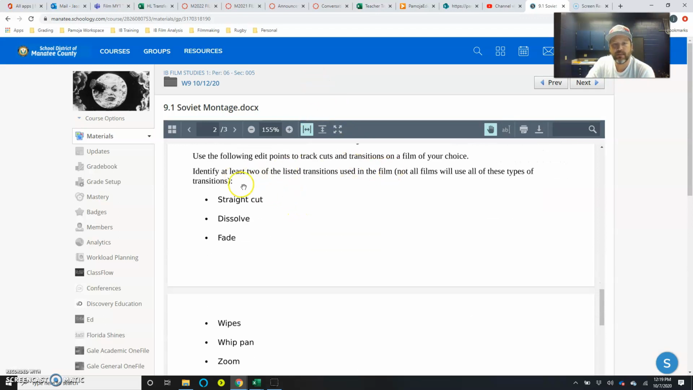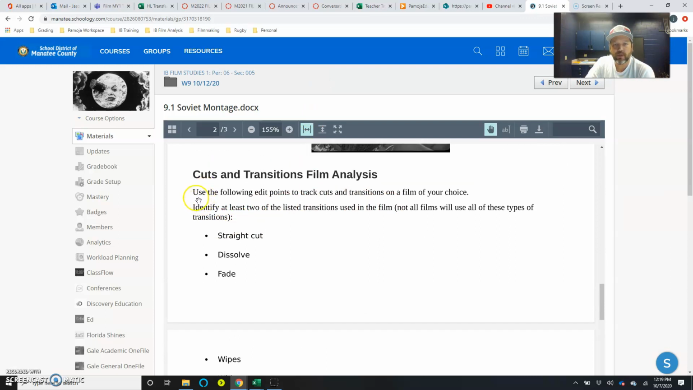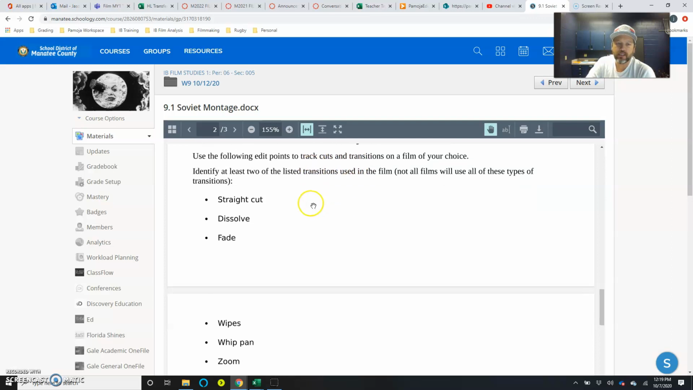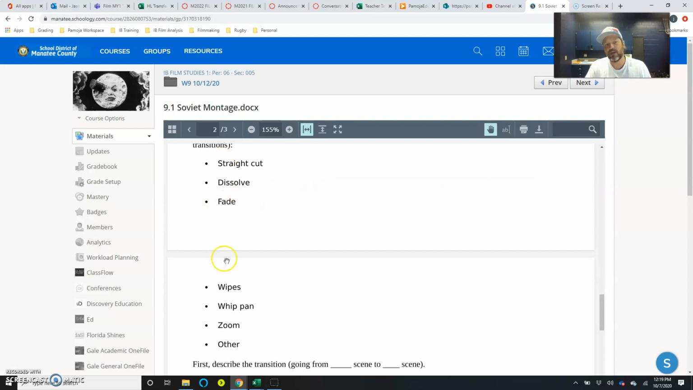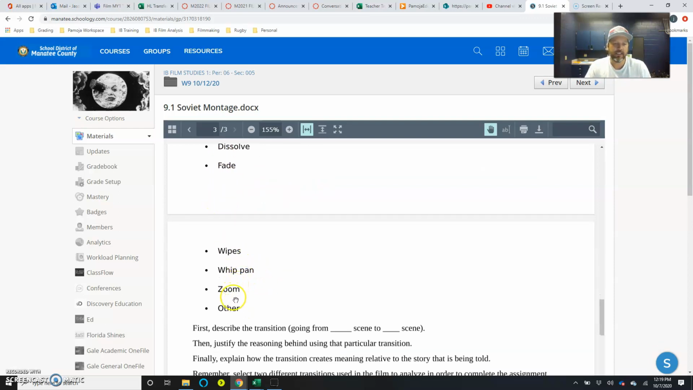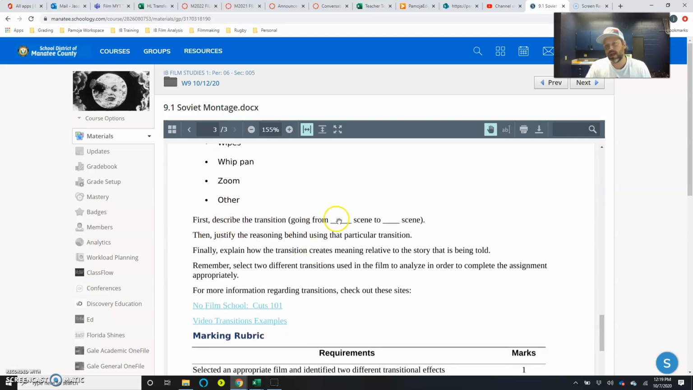And as you do this assignment, you're going to find moments in a film that use cuts and transitions. We want you to identify at least 2 of the listed transitions here: a straight cut, a dissolve, a fade, a wipe, a whip pan, a zoom, or other. First you're going to describe the transition, and then you're going to justify the reasoning behind using that transition. In other words, why are they using that particular transition? And then finally explain how the transition creates meaning to the story that's being told.